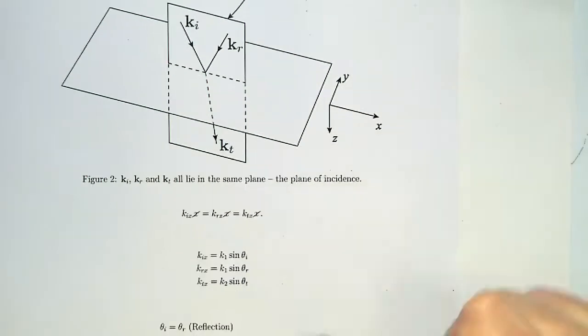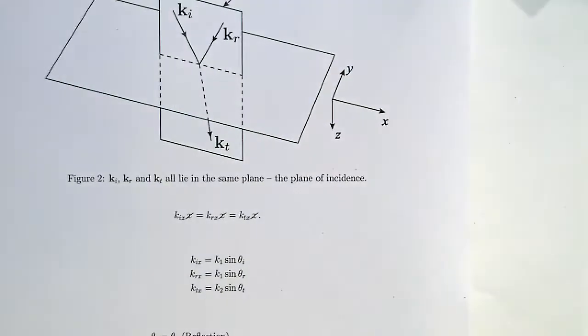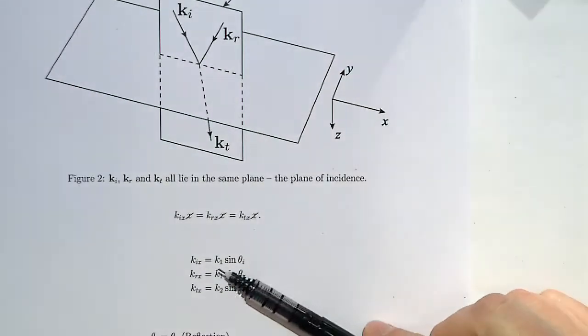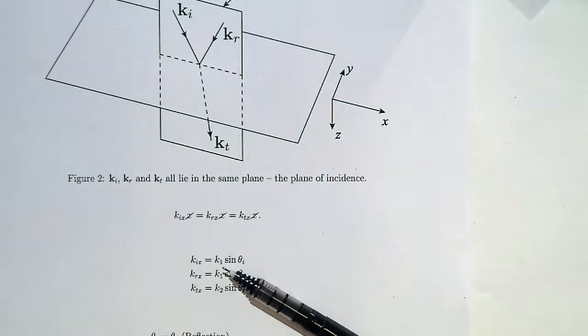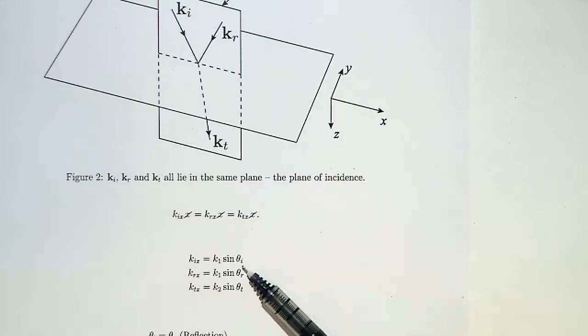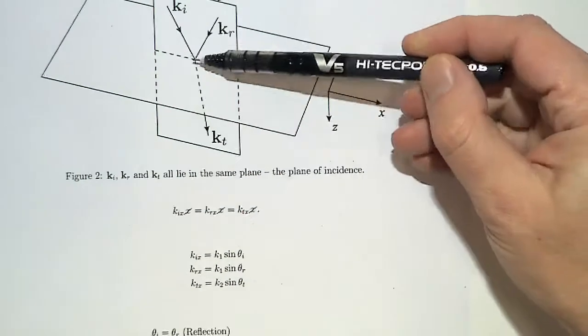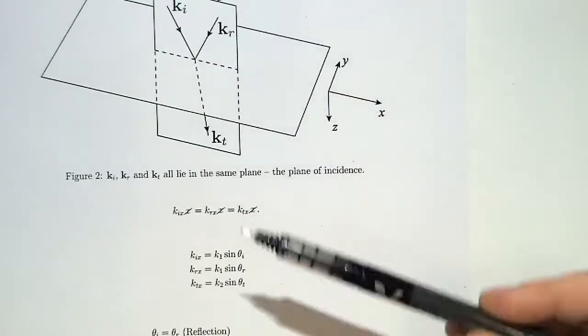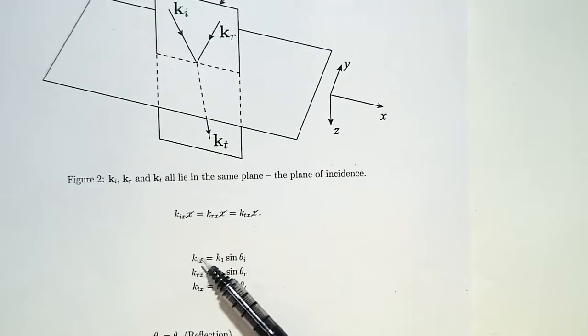Now, of course, I can relate how many waves I have by relating that to the total wave number. Remember, this wave number is equal to 2 pi divided by the wavelength in that material. So the incident wave has a wave number k1, and because it is incident at an angle theta I, so that's this normal here, I can relate the wave number in the x direction to the total wave number by multiplying by sine of the incident angle.